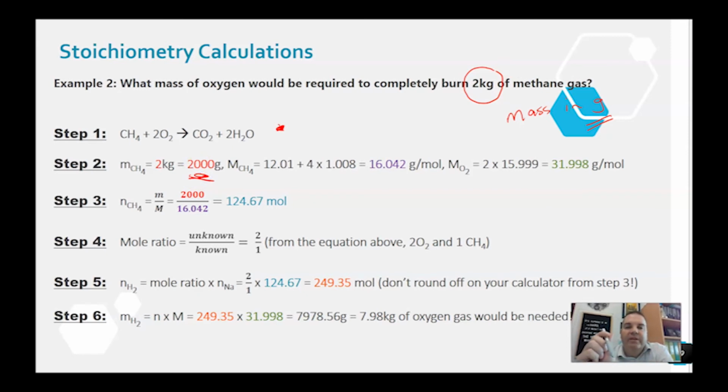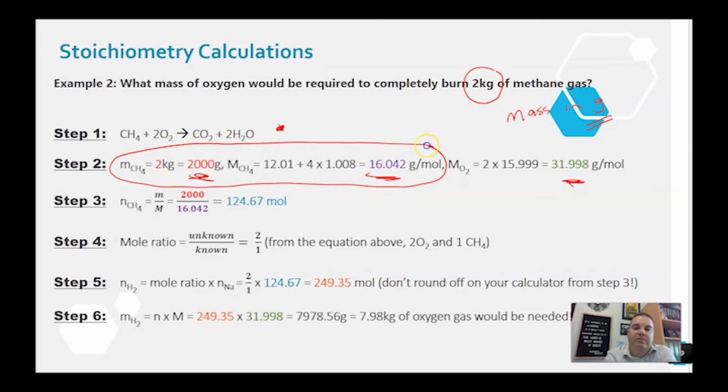The molar mass of methane we can get off the periodic table is 16.042, and we can work out the molar mass of oxygen as well. Now, because methane is what we've got two values for, we've got the molar mass and we've got the mass, that is the known. So that means we're going to calculate the number of moles of that. So 2,000 over 16.042 gives us 124.5 moles of methane.